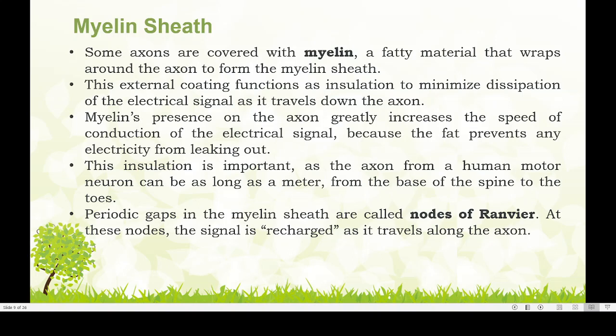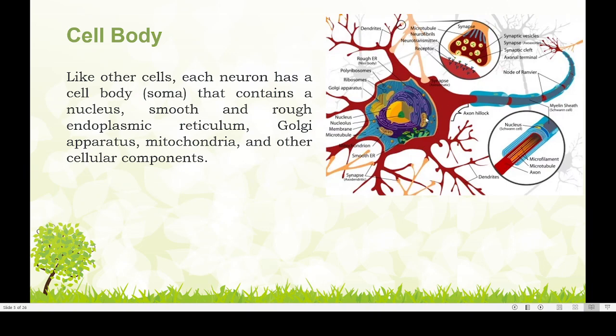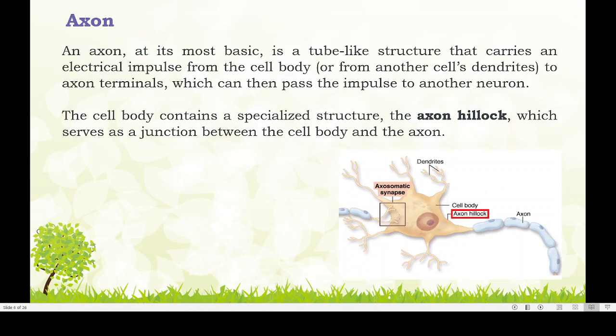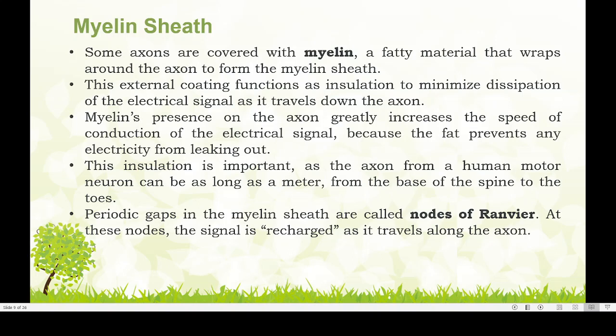This insulation of the myelin sheath is important, as an axon from a human motor neuron can be as long as 1 meter. The length of this axon in a human being can be up to this much, 1 meter. So that is the importance of the myelin sheath. It helps in the insulation of messages, and this prevents any electricity from leaking out.